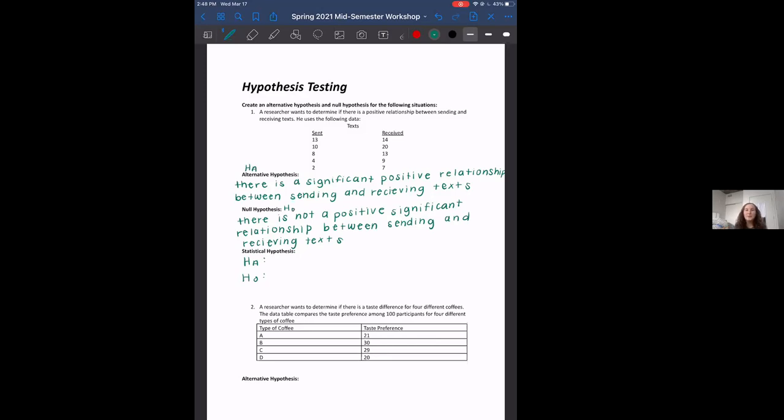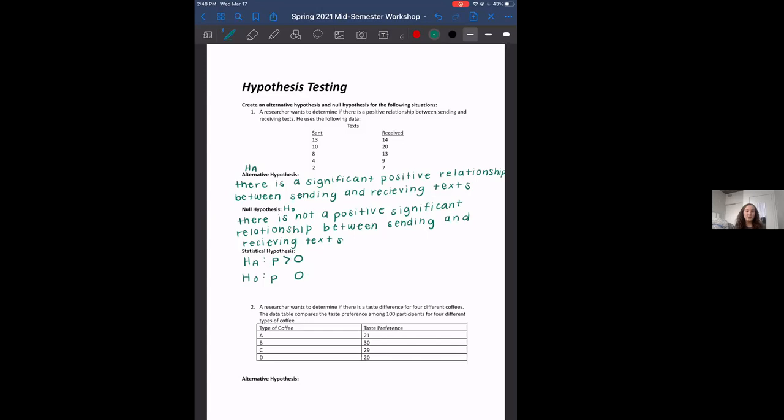Okay, so what should we put for the HA? So it's going to be P is something to 0. So we're going to put some symbol in between that. So should we put equals? So P is equal to 0, P is greater than 0, or P is less than 0. Which one should we pick? Would it be greater because we're saying that there's a positive relationship? Yes, good. So it's going to be P is greater than 0.